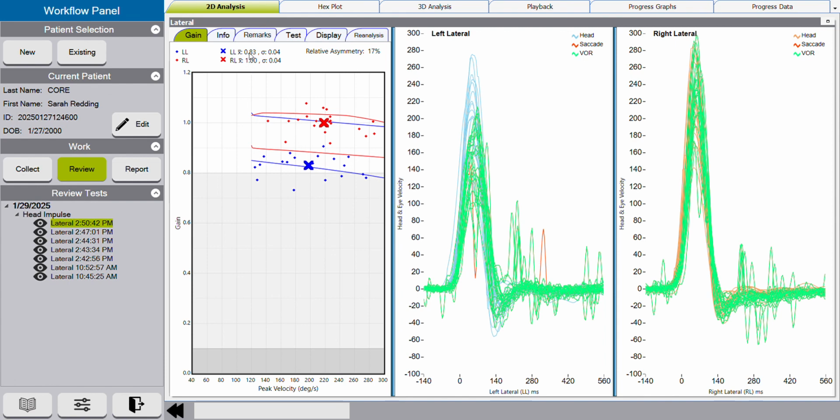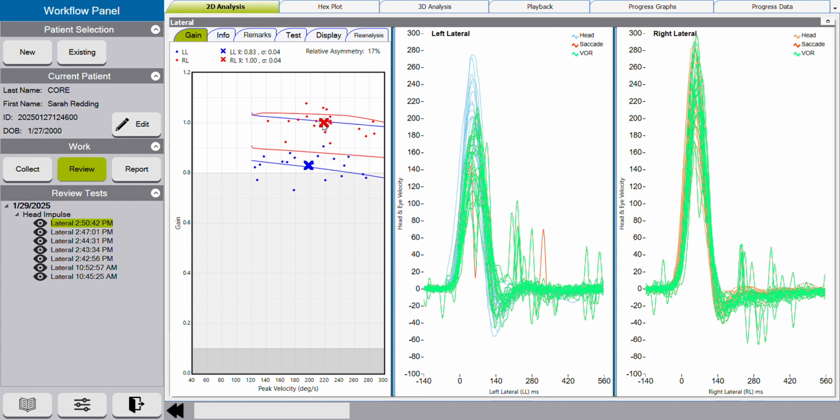The left, however, in this case, has a lower gain value. The normative gain value for lateral V-hit, you want it to be 0.8 or higher. So this is still considered normal, even though this is a pretty significant difference between both sides. So again, we see the average here indicated by the X.